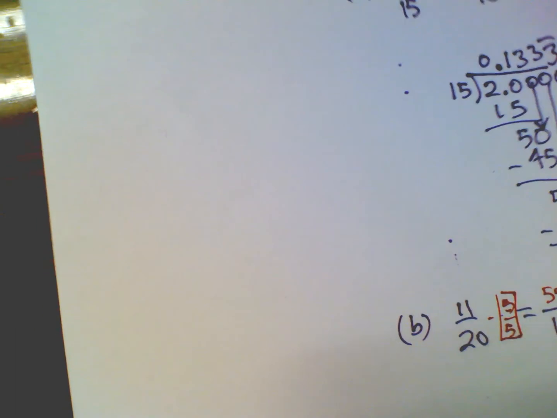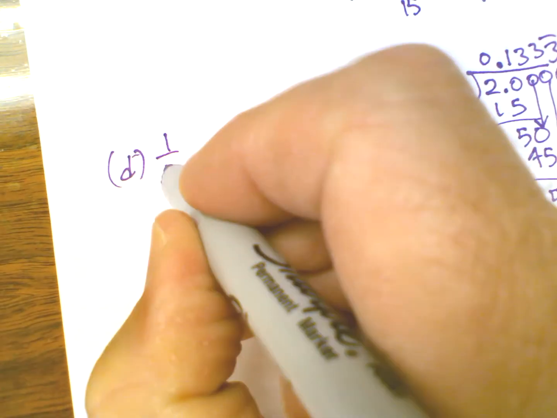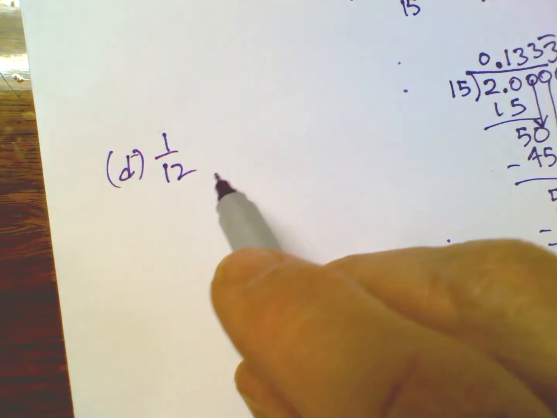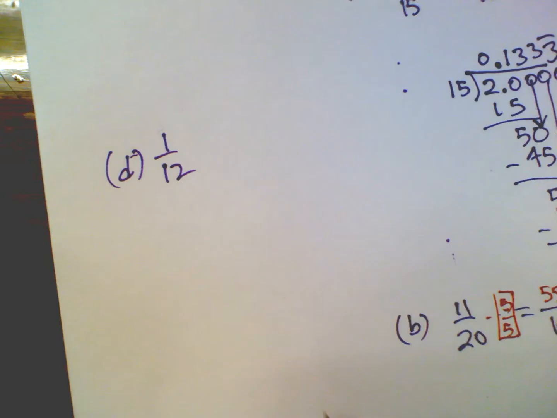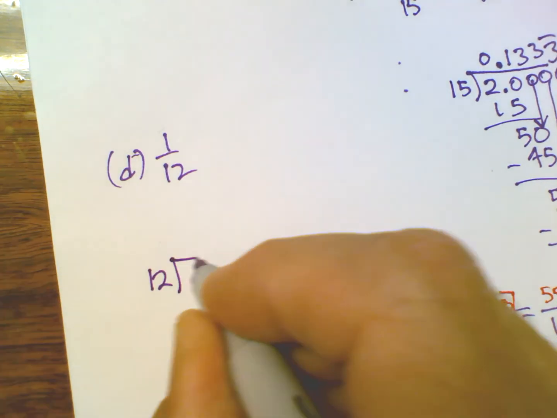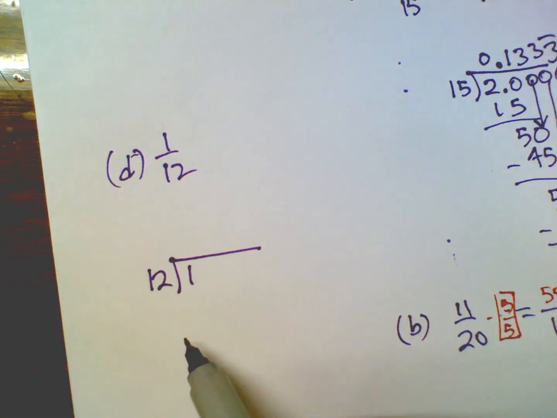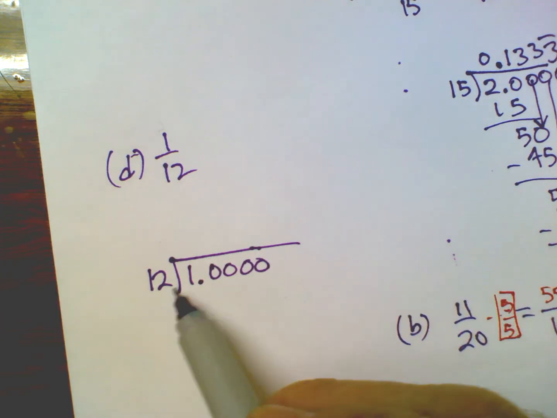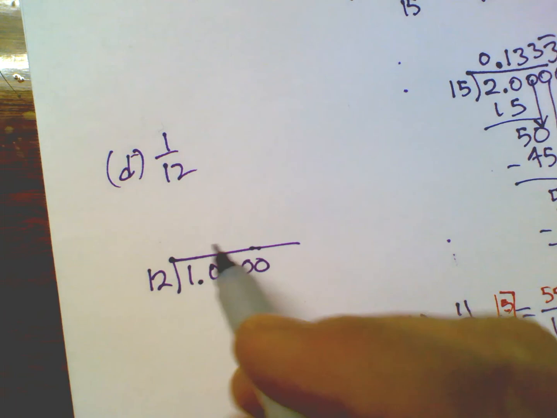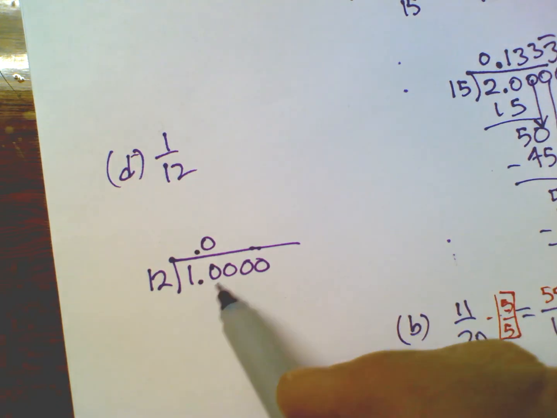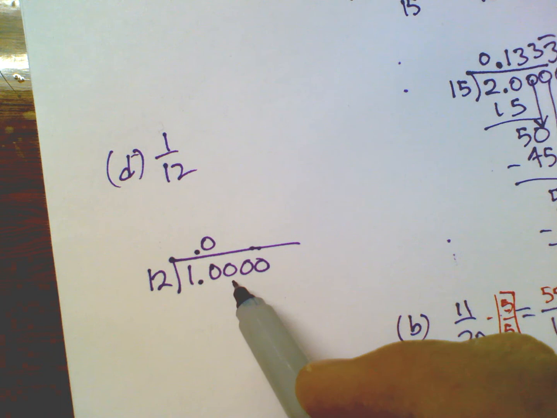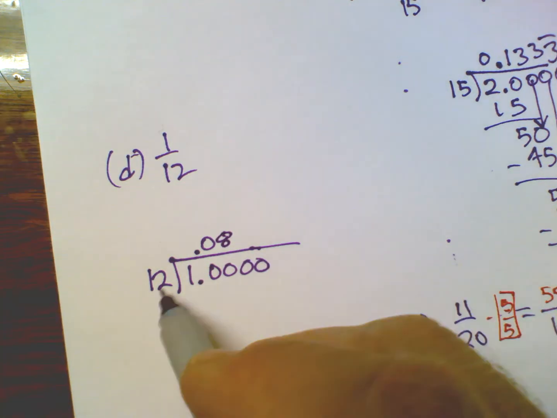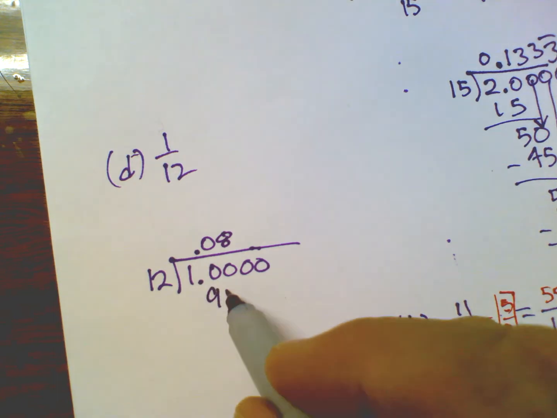Last one, put it over here, is D, and D is 1/12. So 1/12, I'm not seeing real fast how to make that over 10 or over 100 or over 1,000. So I'm going to go ahead and divide, right? So it's 1 divided by 12. Put the decimal, add some zeros. 12 goes into 10. Nope, it doesn't. So that's going to be a 0. 12 goes into 100. Let's see, that's 8 times. So 8 times 12 is 96.